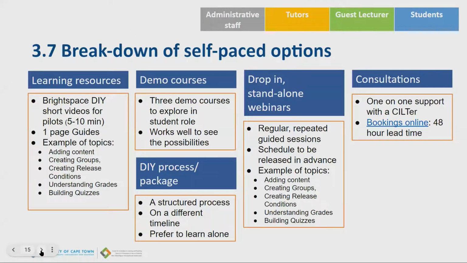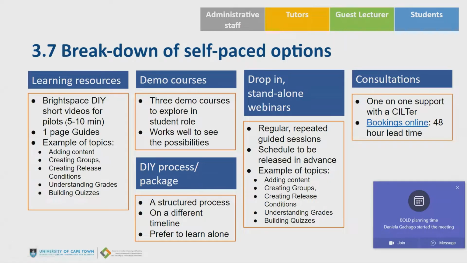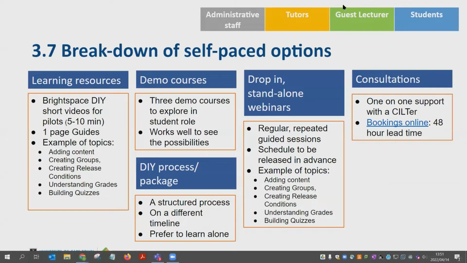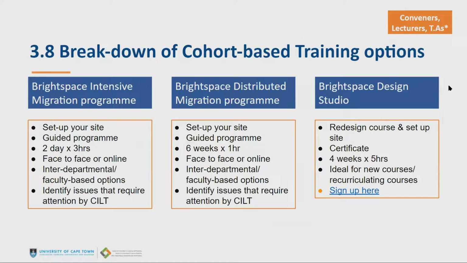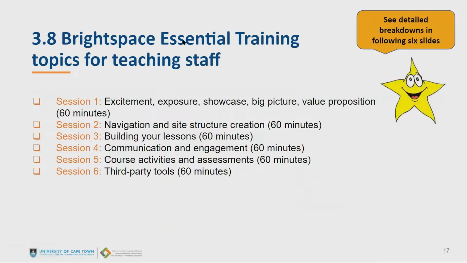Okay, so in terms of our administrative staff, our tutors, our guest lecturers, and our students, there are these various options. Colleagues, we've got 3 minutes and then 2 minutes, and then I'll wrap up. And then in terms of our cohort-based training, we have the following options: the intensive, the distributed, and design studio. And then we have a series of key topics that will be covered in various spaces, specifically through the webinars, through the various resources, and through the distributeds and the intensives. And those are about, in the case of the distributed and the intensives, about 6 hours worth of training.